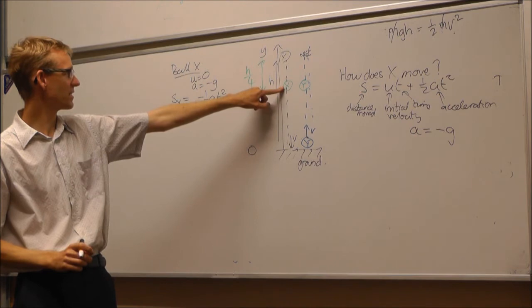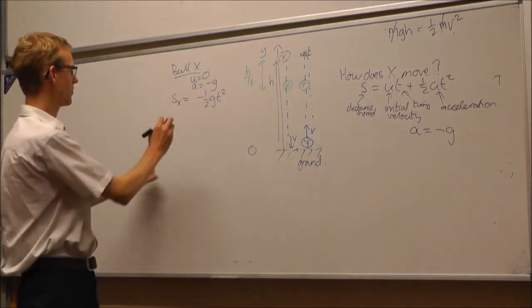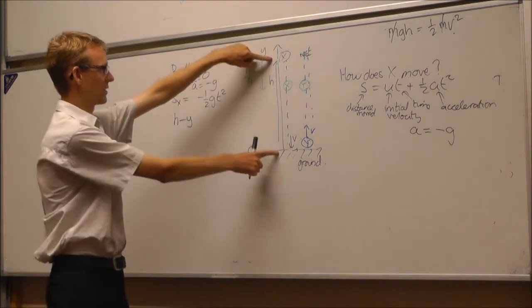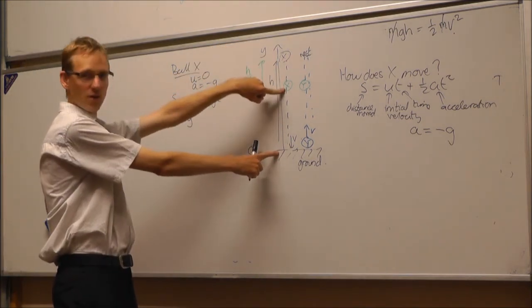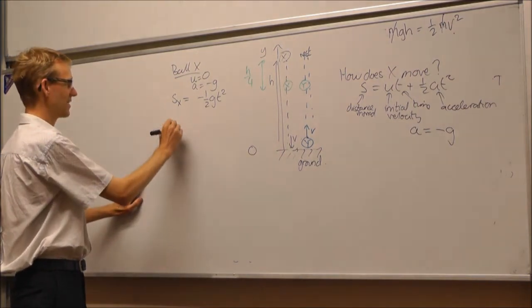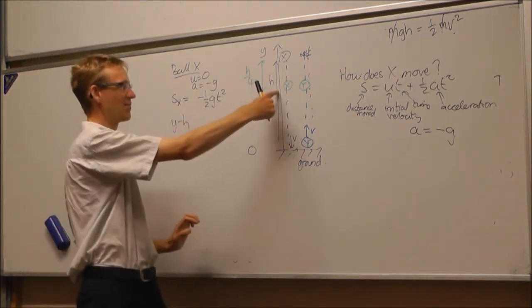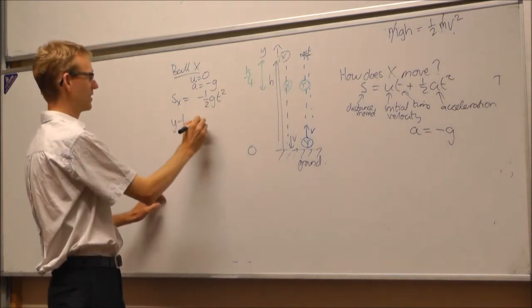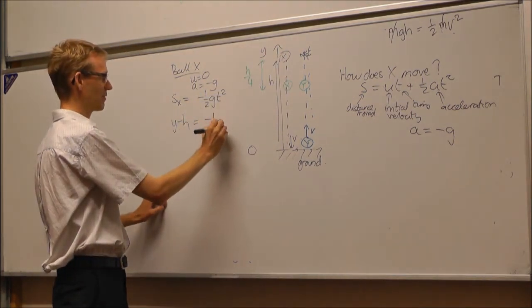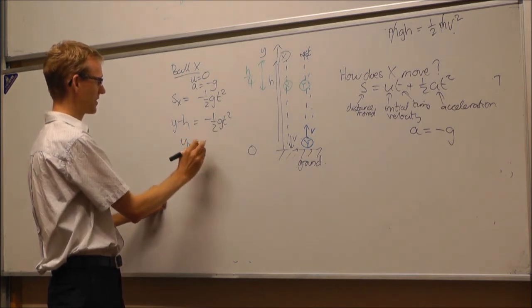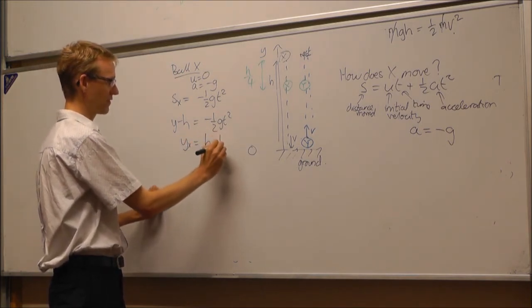If I want to write that in terms of y, that'll be height minus y. No, that's the other way around, isn't it? It's y minus height. Where it is now, minus where it was to start with, is a distance moved equals minus half gt squared. So y for ball X is h minus half gt squared.